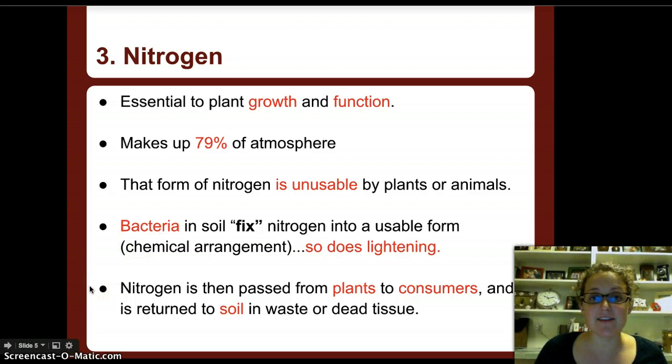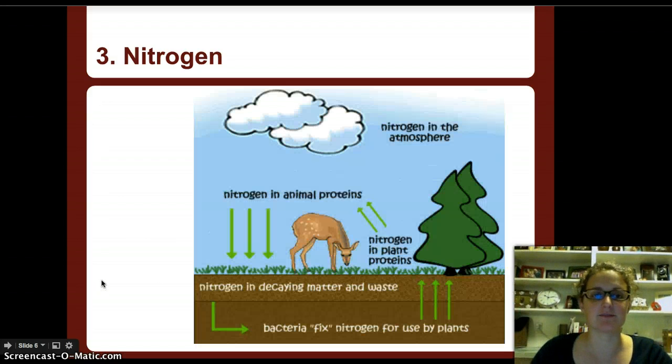Once the plants have captured the usable nitrogen in their roots and used it to build their plant tissues and different cellular structures that they need, you can then get that nitrogen from the plants as you eat them, or from something that's eaten those plants, like a burger, let's say. Then when animals and plants die, that nitrogen can be returned to the soil or the atmosphere in waste and dead tissue, and there are actually other bacteria that work on that process.